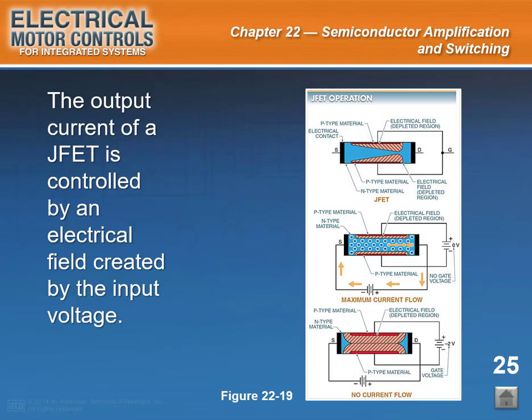A JFET differs in operation from a bipolar junction transistor. The output current of a JFET is controlled by the voltage on the gate with respect to the source. The gate voltage creates an electrical field that depletes the channel region of many free charge carriers between the source and drain. Again, the JFET is considered a voltage-driven device rather than a current-driven device like the bipolar junction transistor.